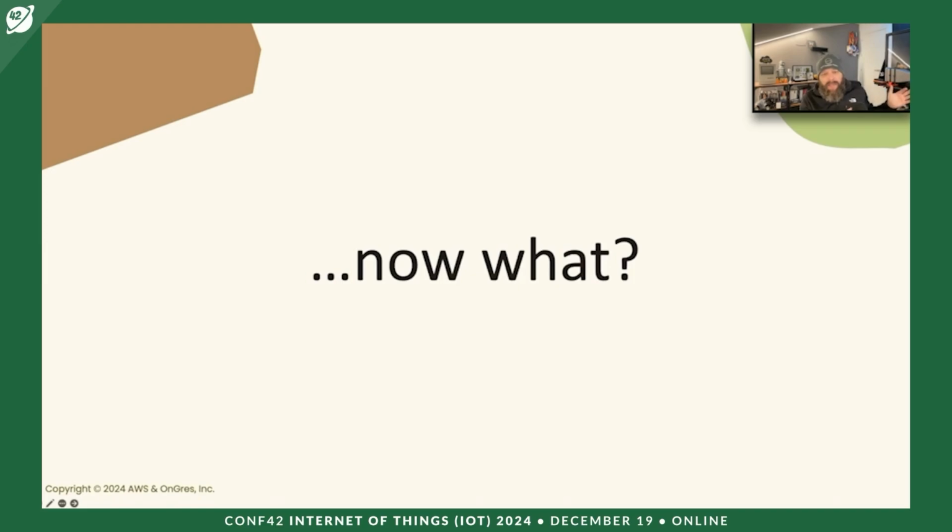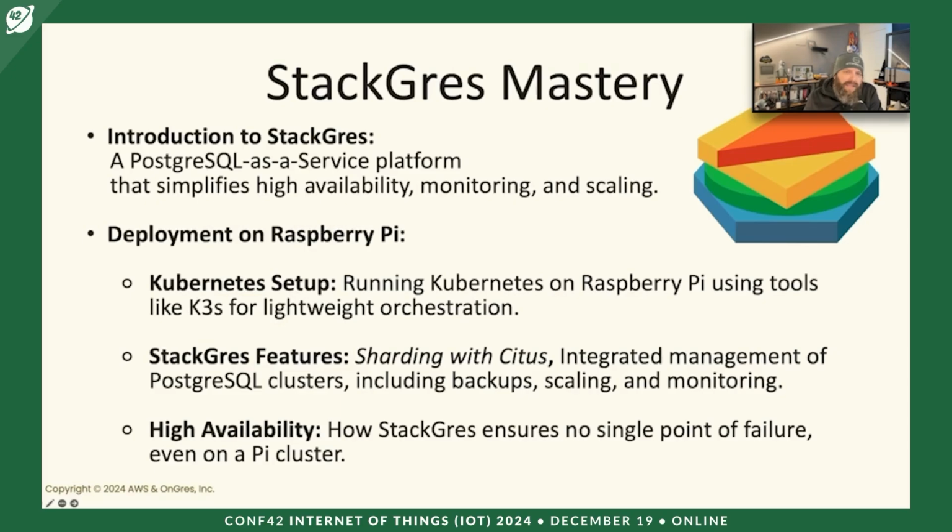Now what? We had the assembling of the Raspberry Pi, we have the network under control. Let's go ahead with StackGres and see how this whole thing works. As we mentioned, StackGres is a PostgreSQL as a service platform that will simplify the way you deploy Postgres on Kubernetes. To be honest, it's just a single command in your Helm chart.